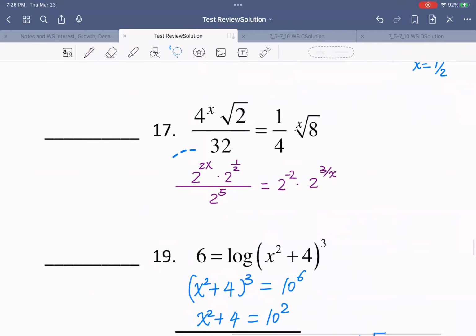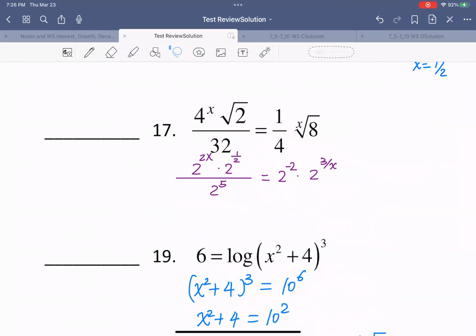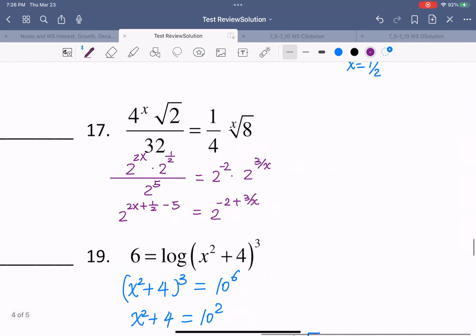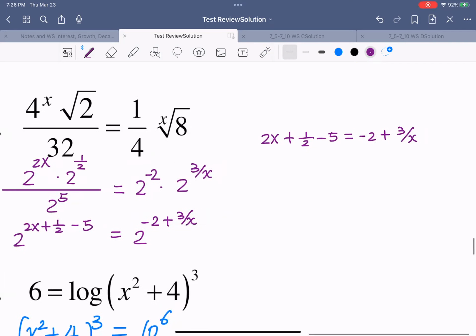And then the left becomes 2 to the power of 2x plus half minus 5, equals 2 to the power of -2 plus 3 over x. Okay. We can make this base be gone, so we have 2x plus this equals this, right? Yes. Let's multiply 2x for each term.